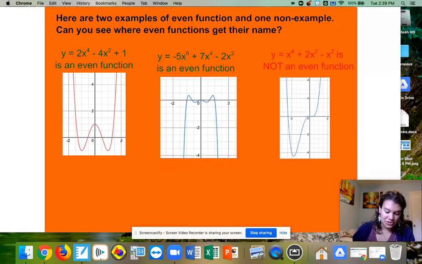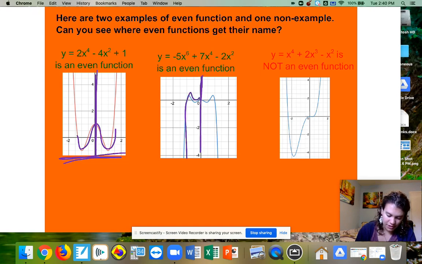So here are some examples. Two of these are even and one is not. You can see this one is an even function. If I draw a line right here, this is exactly the same as that side. I could flip it over and get the same one. This would also be an even function because I can flip over the y-axis and get the same thing. This one right here, if I draw my y-axis, it's not the same. That does not look like that, so it can't be an even function.